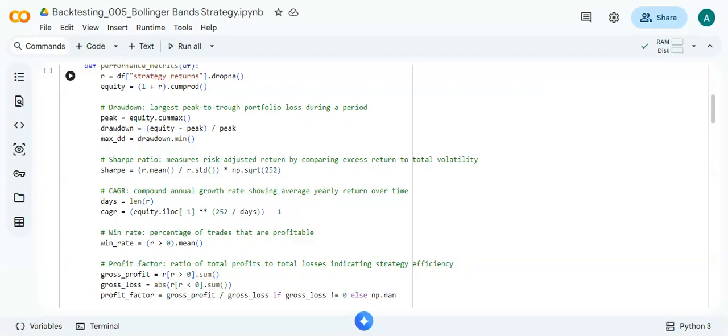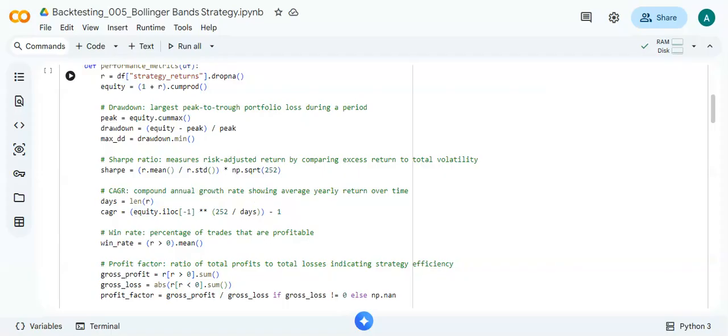Again, the next one is Sharpe Ratio. It measures risk-adjusted return by comparing excess return to total volatility. So it shows whether the risk-reward of the strategy is worth considering at all or not. Usually it should be close to 1 or better, more than 1. Compounded annual growth rate shows the average yearly return over time. This is also a very important metric because it shows our percentage of gain over time relative to other alternatives, such as deposits and other financial instruments.